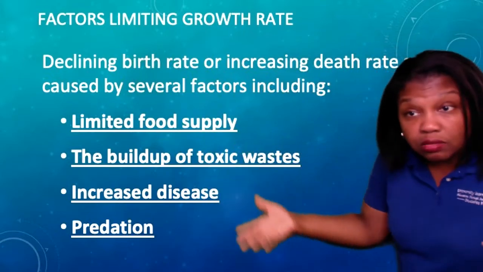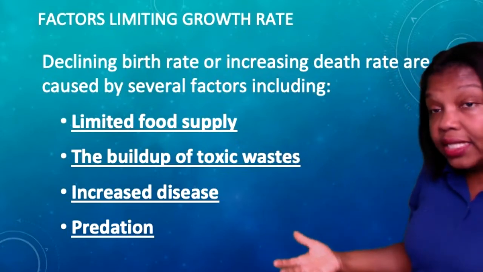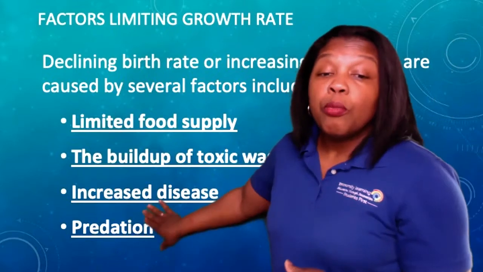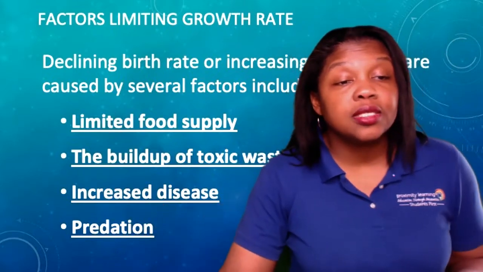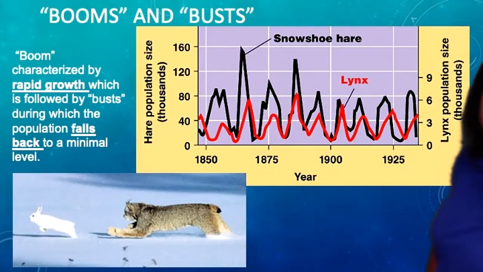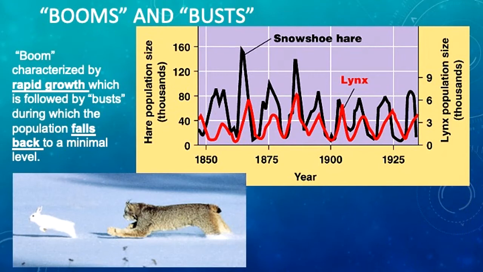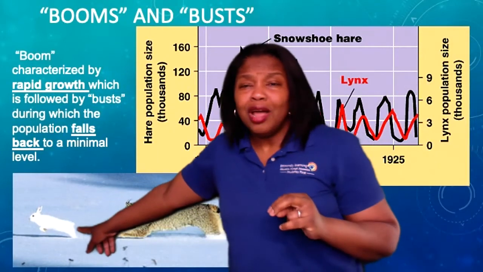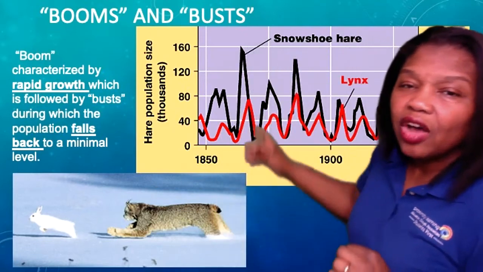Increase of disease, again, thinking about COVID-19, but there are other diseases out there that affect plants and animals. Predation is a big one. Let's take a look at this. This is a great example, what they call boom and bust. All right, so here we go. Snow hare versus the lynx. Okay, so here's the lynx. Beautiful, right? Here's the snow hare. Run, baby, run. All right, so let's see what happens.